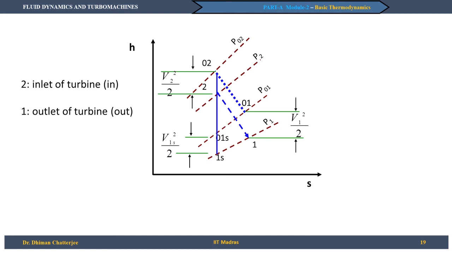So, here we see the direction shows that it has come from 2 to 1. So, what type of process is it? Is it compression or expansion? Is it a compressor or a turbine? Of course, this is an expansion in a turbine.